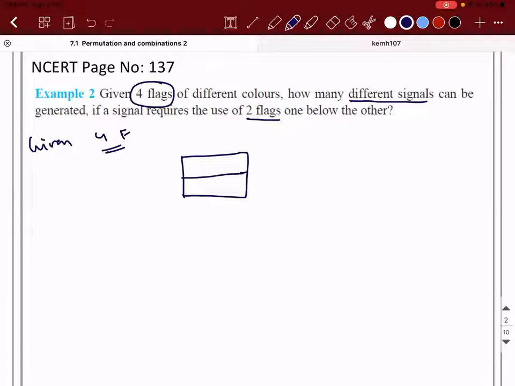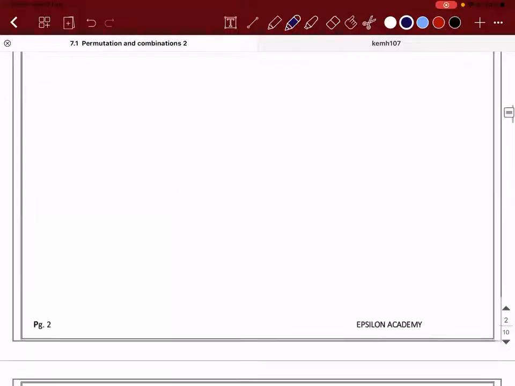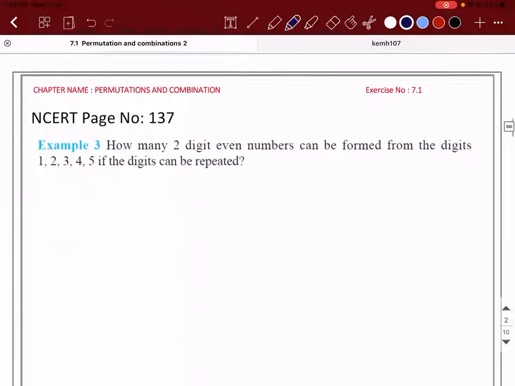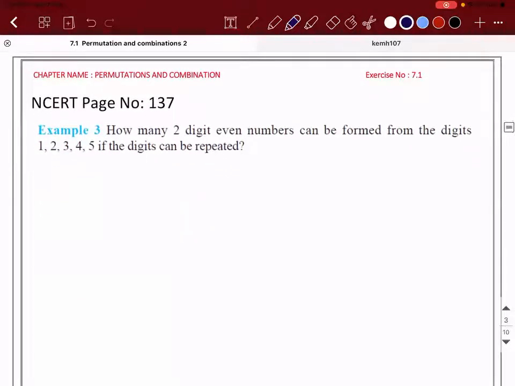If that is the case, then in how many ways can you fill the topmost blank space? You can fill it in 4 ways. And in how many ways can you fill this? 3. So what is going to be the answer? You can have 12 such signals according to the fundamental principle of counting. Right. So with these digits and all, you need to be careful.